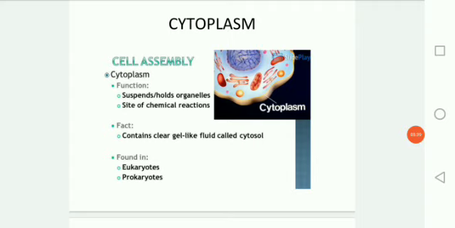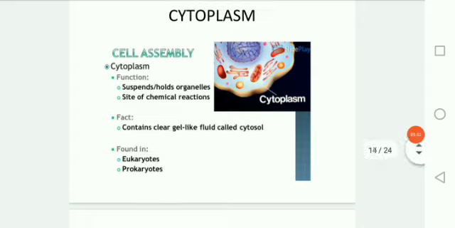Cytoplasm is a jelly-like substance. It's a site where chemical reactions take place and it suspends all the organelles. It contains a clear gel-like fluid called cytosol. It's found both in eukaryotes and prokaryotes.